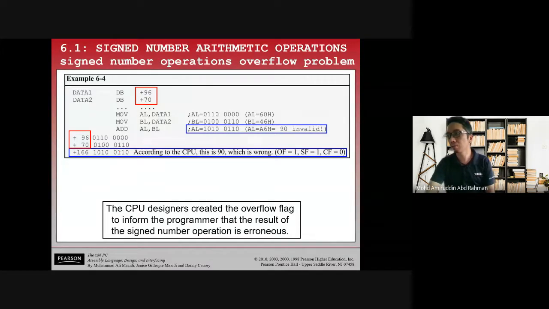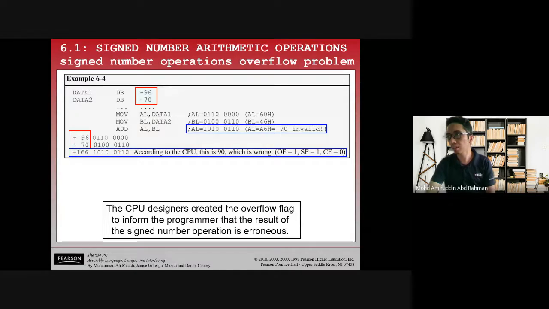Okay, so what we have in terms of dB is plus 96 and plus 70. So this needs to be converted to the binary representation of that.